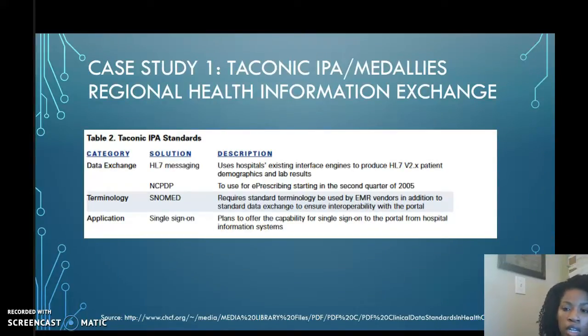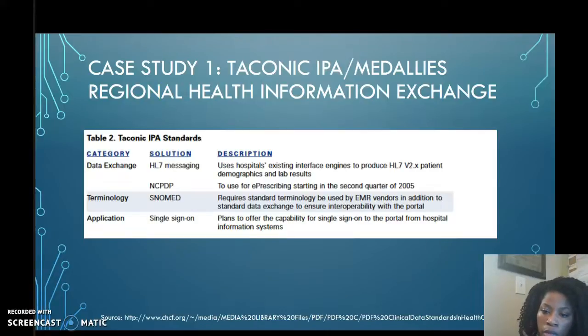The Taconic IPA, Independent Practice Association for 2,500 doctors in the Greater Hudson Valley affiliated with healthcare. They wanted a community-wide system that could in real time integrate data from all the hospitals and labs within their area, within their network. They created a project in 2002 with a subsidiary called MedAllies. This was to implement and provide support to physicians.